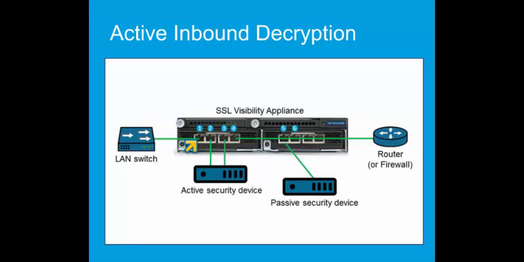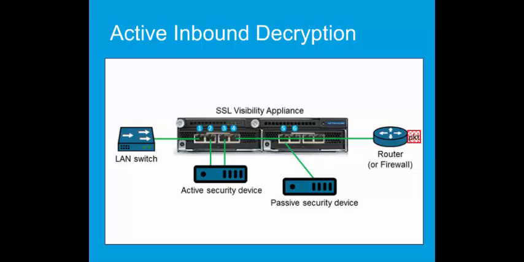With Port 1 connected to the inside local network, and Port 2 to the active security device, Port 3 the other side of the active security device, Port 4 to the outside network or router, and Port 5 to the passive security device, a failure will send all traffic to the active security device without the SSL decryption. The loss in this case will be the passive security device and SSL decryption.